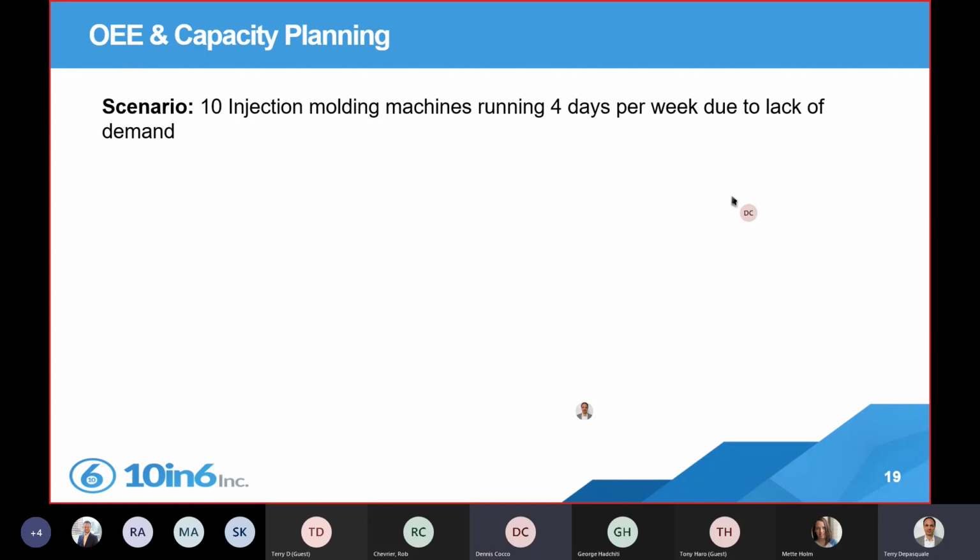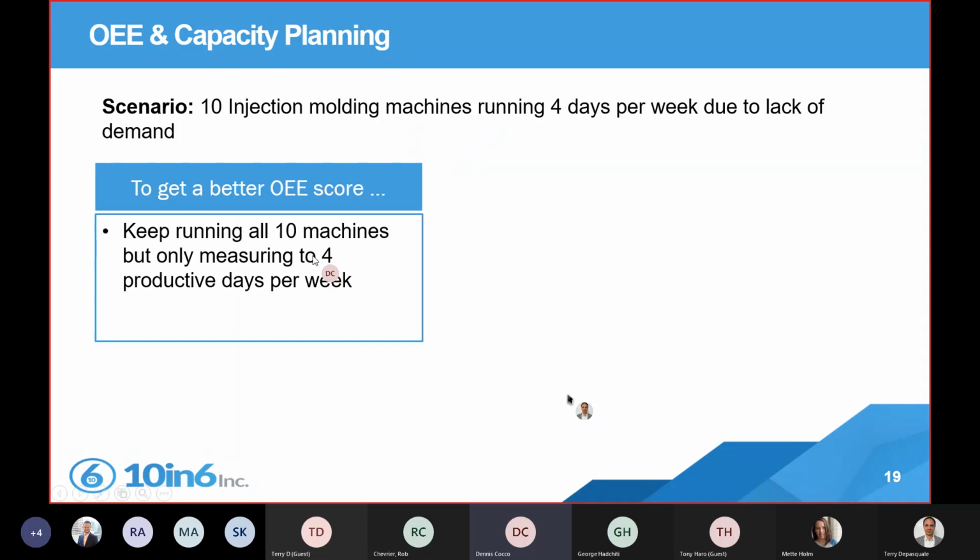Okay, so another scenario that we see with our customers is that capacity planning doesn't get factored in correctly when it comes to OEE measurements. So, often we'll see a department with, say, 10 injection molding machines, and they're running 4 days a week because there isn't enough demand to run the full 5 days a week. So to get a better OEE score, they'll keep running the 10 machines 4 days a week because it's just easier. They don't really think about shutting down some of the machines and trying to expand to a 5-day week.